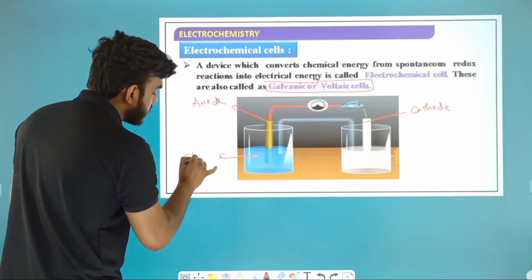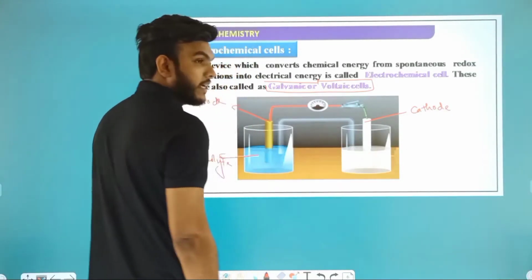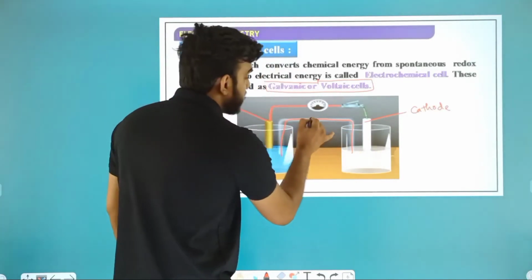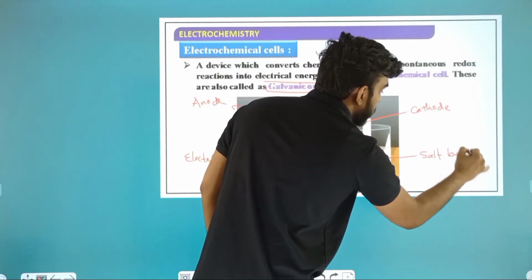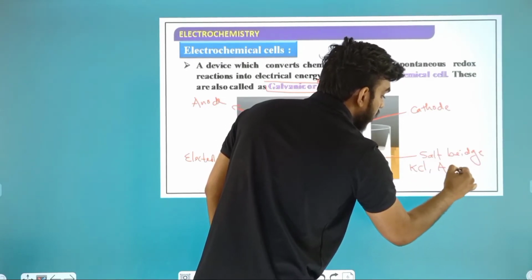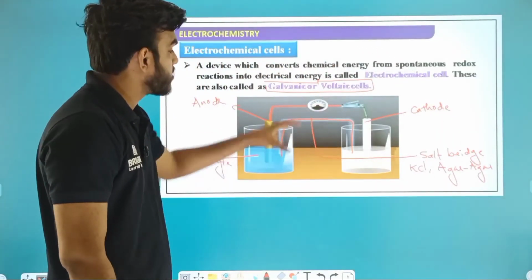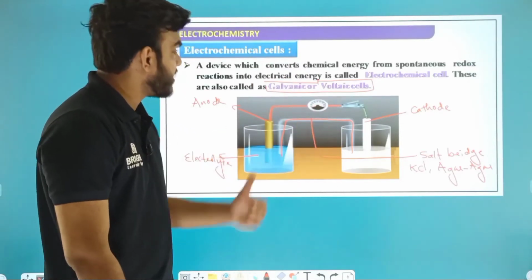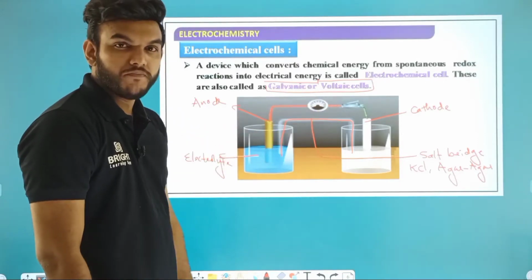These are the electrolytes we are using. Both of them are electrolytes, and these two electrolytes are connected by a salt bridge. Salt bridge is made up of potassium chloride or agar. That's the component present inside the salt bridge, or it may be NaCl, or agar, or KCl. And there is a voltmeter connected in between the anode and cathode.